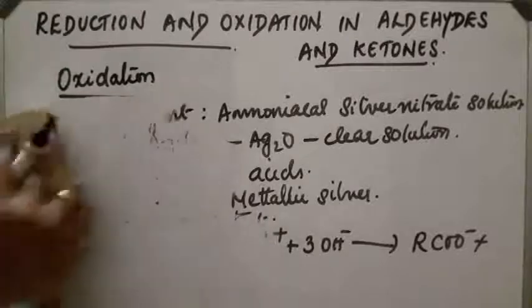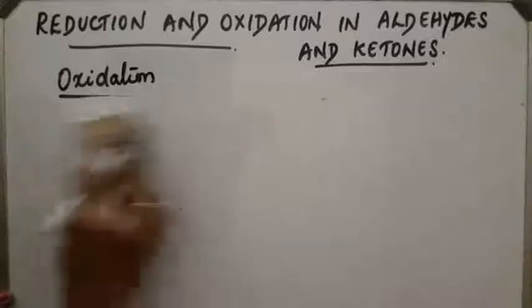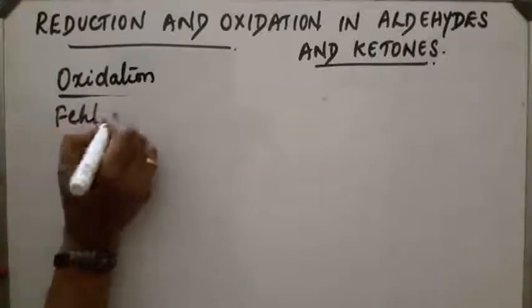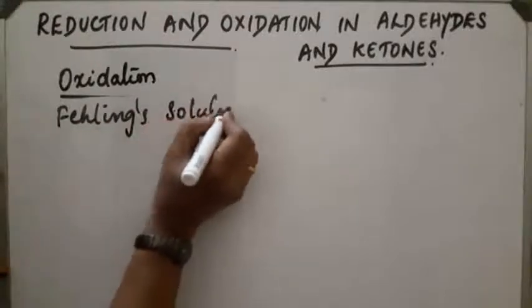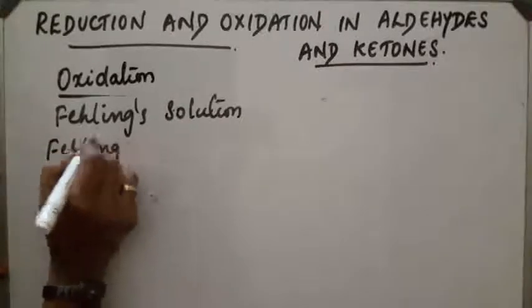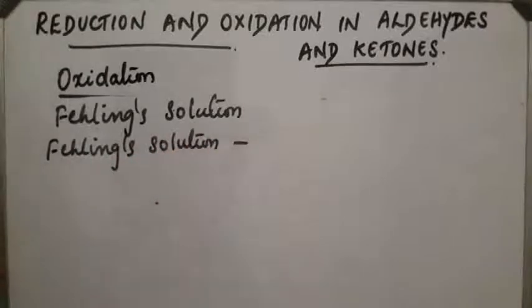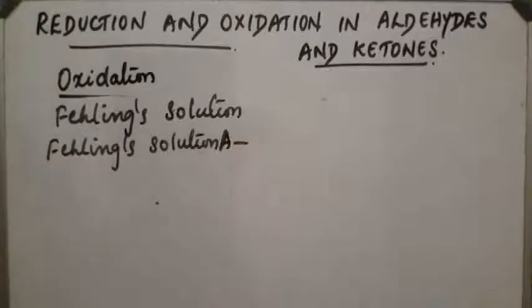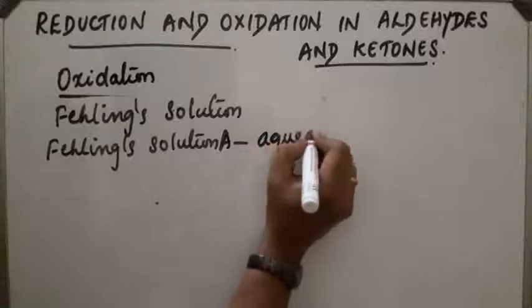Next, Fehling solution. Fehling solution is a mixture of two solutions, Fehling solution A and Fehling solution B. Fehling solution A is aqueous copper sulfate.